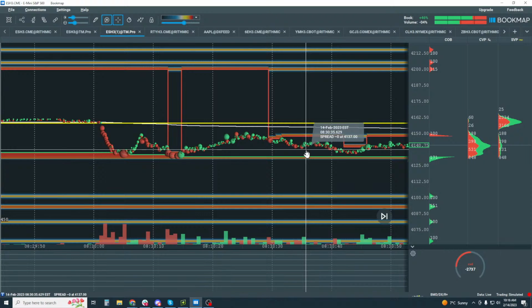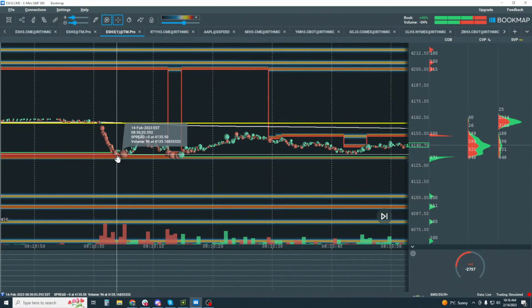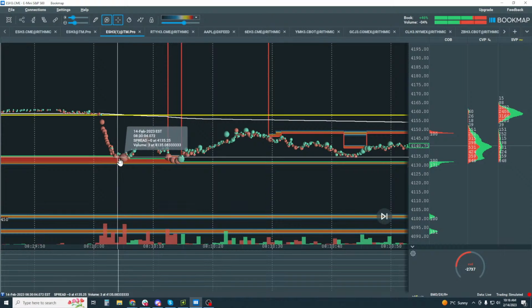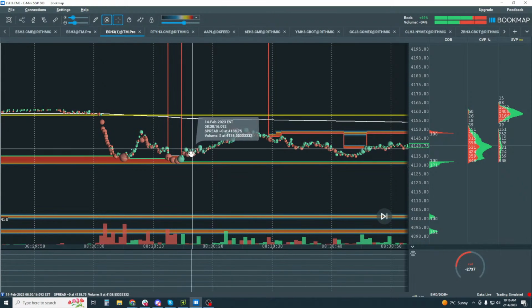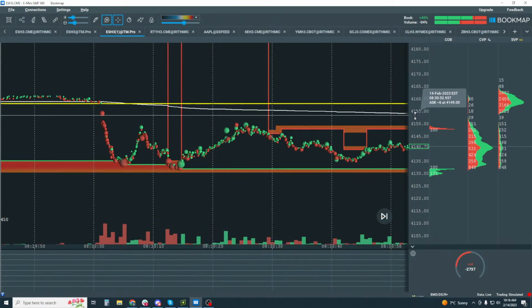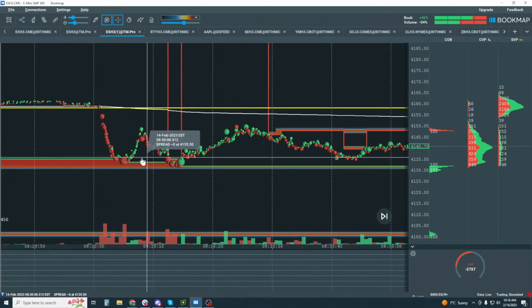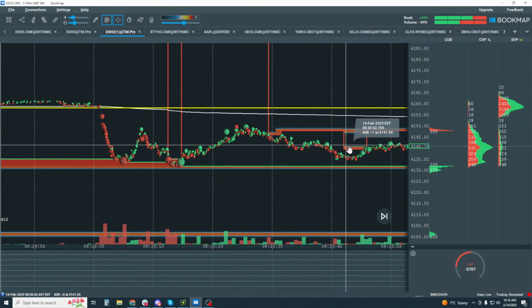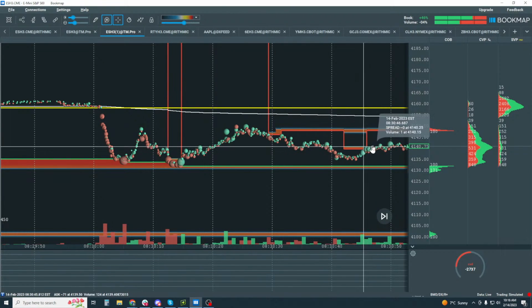Now, are these the same players or not? It doesn't matter. We can understand the behavior in here. We can start to look at that behavior and maybe extrapolate that it's the same player. But what we do know is they certainly got filled here on the bid. And now they're getting filled on the offer. They're nibbling away here at some of these areas in here.